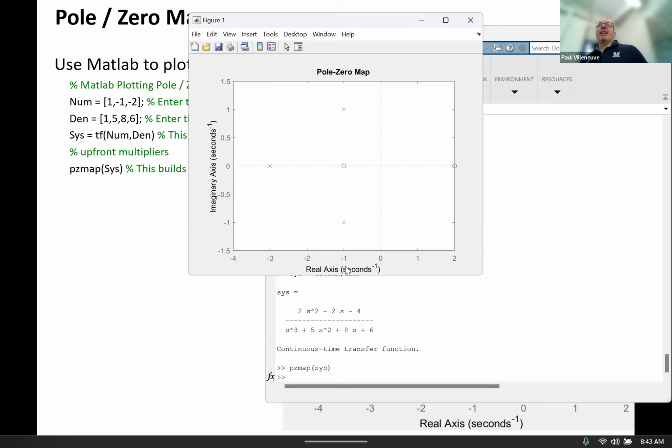Because it's e to the minus alpha t, correct? So the alpha and the t term have to have units that cancel each other out. So this is really seconds. This technically should be radians per second. I don't know why MATLAB doesn't do it.